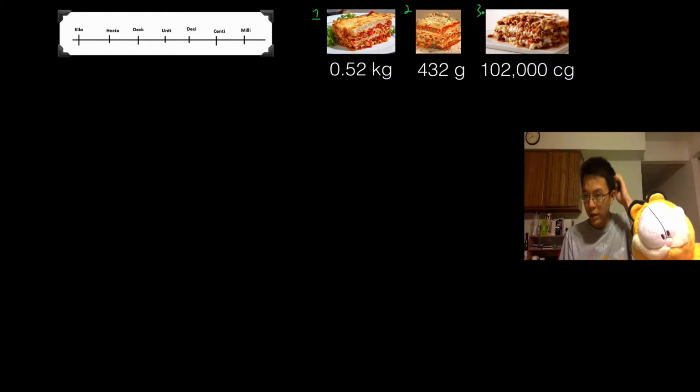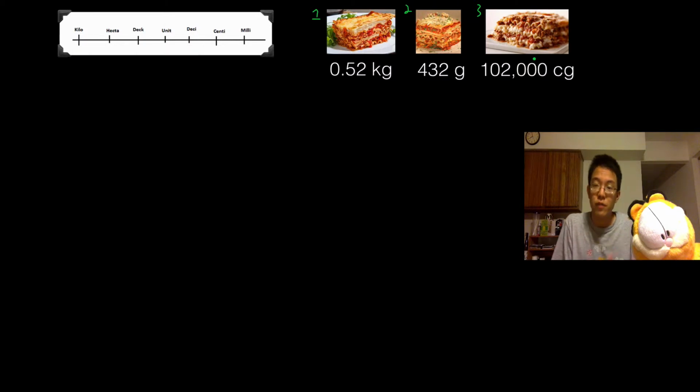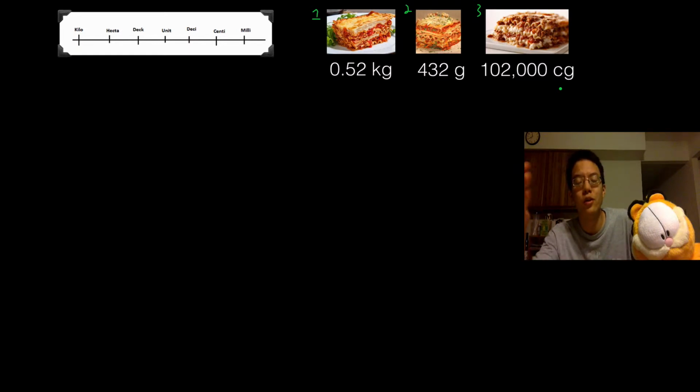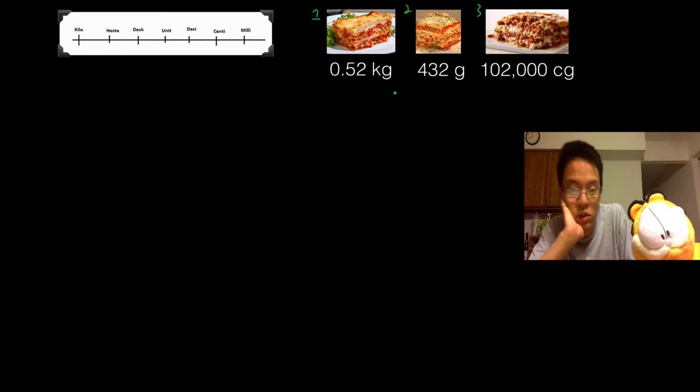And there are three possible choices. And I want to know which is basically the biggest piece, assuming I have to pay the same amount for all of them. Garfield obviously would like the one with the most mass. So looking at my options here, 0.52 kilograms, 432 grams, 102,000 centigrams. Well, that's annoying because they all have different units. So it looks like I'm going to do a little bit of converting here.